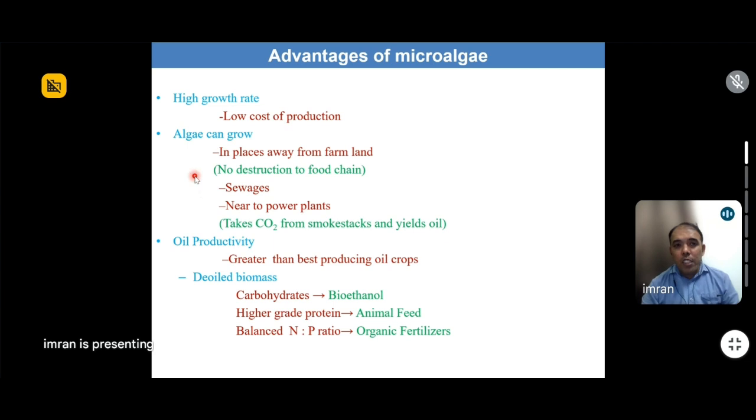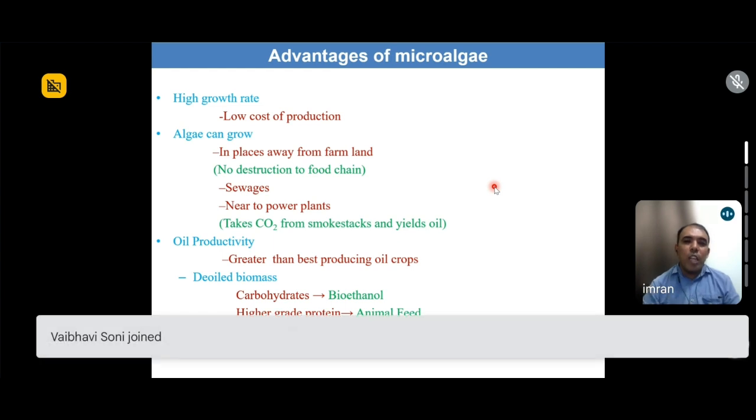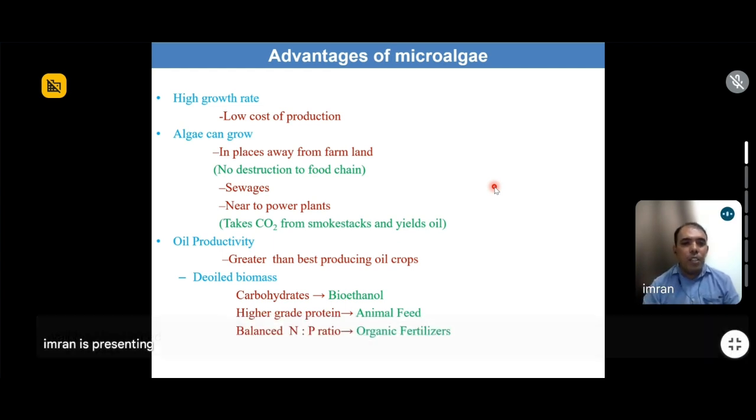So if I am utilizing a microalgae, and if I am using sewage, wastewater, or flue gases to cultivate them, I am not only reducing the environmental footprint, but I am producing biomass which has some economic value. So we can say that this is a win-win strategy, where we are cleaning the environment. At the same time, we are also producing valuable biomass which can be used for different applications.